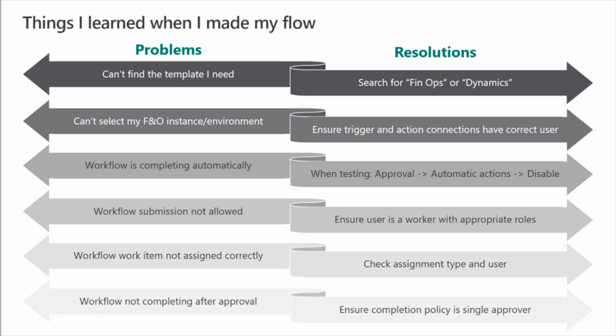You want to make sure that the workflow isn't completing automatically, so just disabling those automatic actions. You want to make sure that you can submit the workflow. So in some scenarios like that purchase requisition one, you have to have a worker associated with the user and then have the appropriate roles. In that case, it was the employee role. And then you want to make sure that your work item is being assigned correctly. So double check the assignment type and the user. And then finally, just make sure that that completion policy is set appropriately. So in my example, it originally was set to multiple approvers, and you might need to switch that to single approver just while you're testing that out.